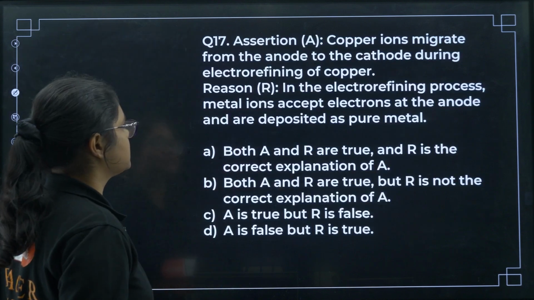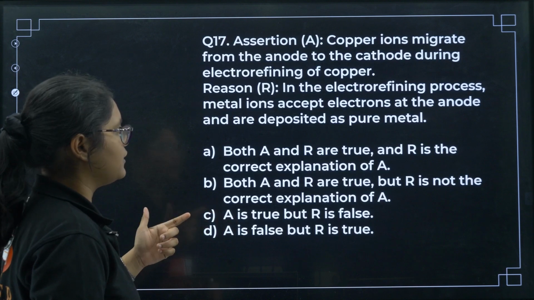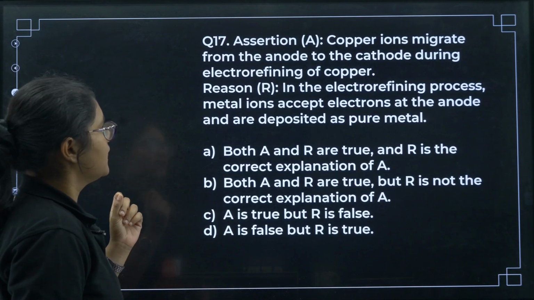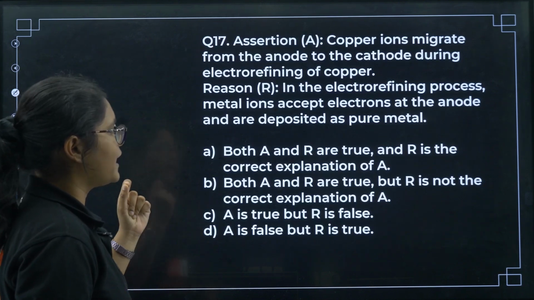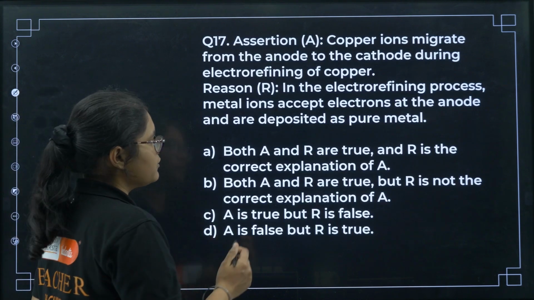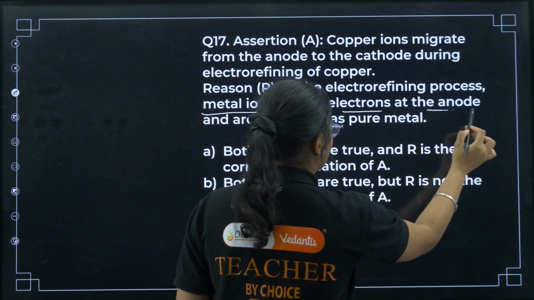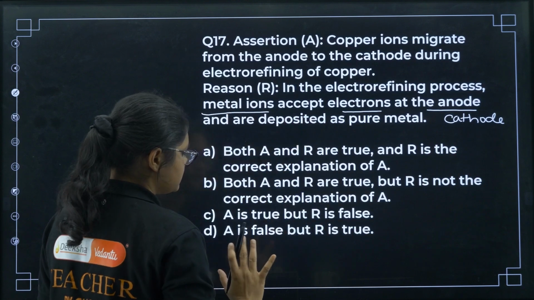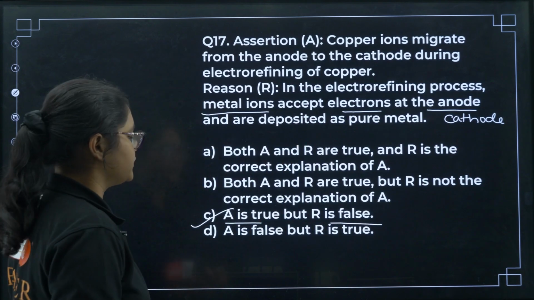Okay. Next, question number 17, that is your assertion reason question. Copper ions migrate from the anode to the cathode during the electro-refining of copper. Okay, copper ions move. In the electro-refining process, metal ions accept electrons at the anode and are deposited as pure metal. So here you can see that in the electro-refining process, metal ions accept electrons not at the anode, but at the cathode. Okay, so that is why I can say the reason is false. So your correct answer will be: assertion is true, reason is false, that is option number C.